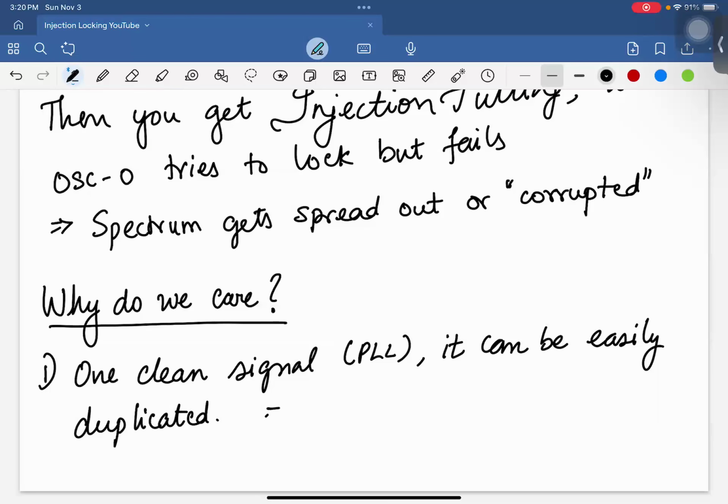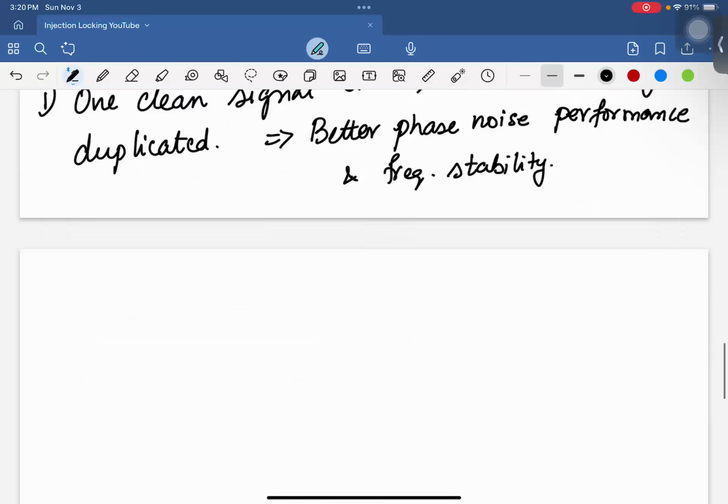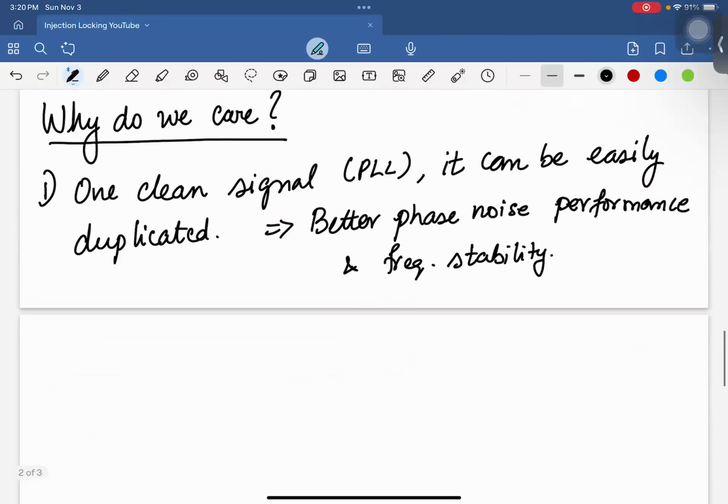So it leads to better phase noise performance and better frequency stability, assuming that your injected signal is clean in the first place. And then another huge advantage is quadrature signal generation.